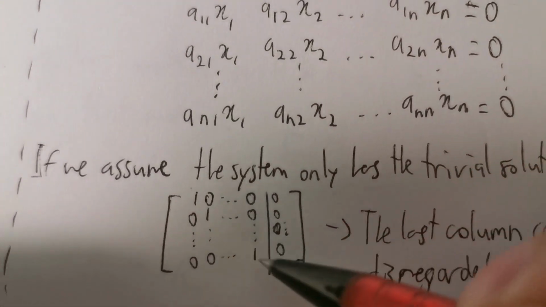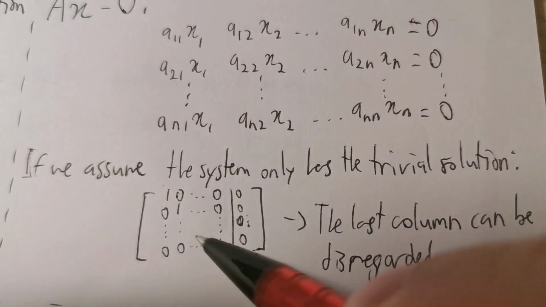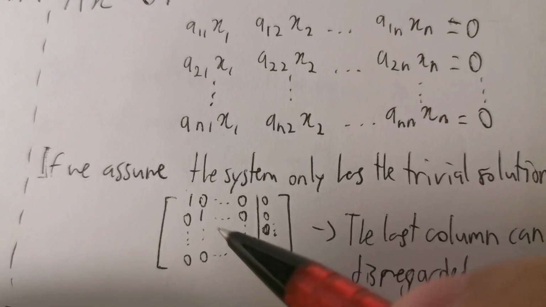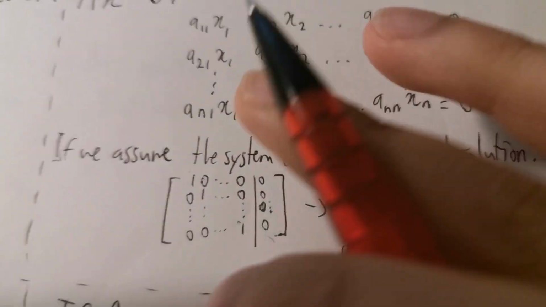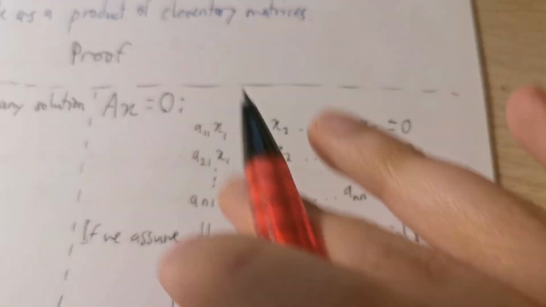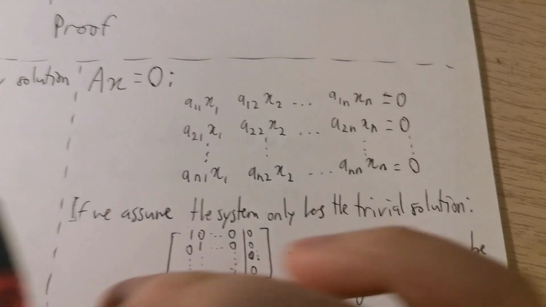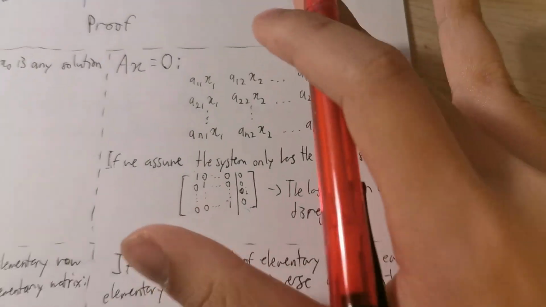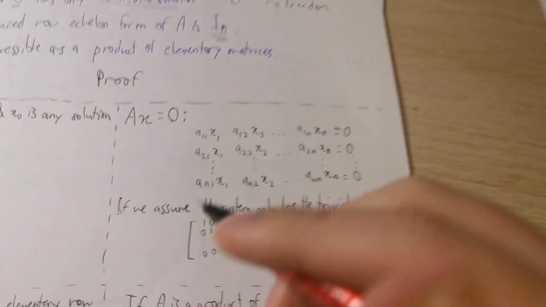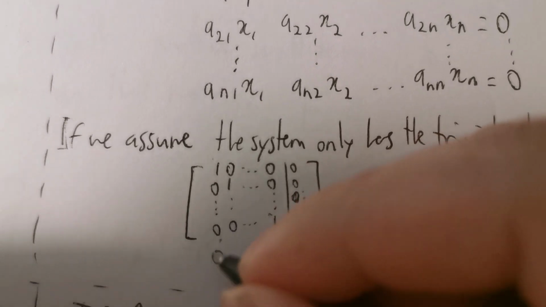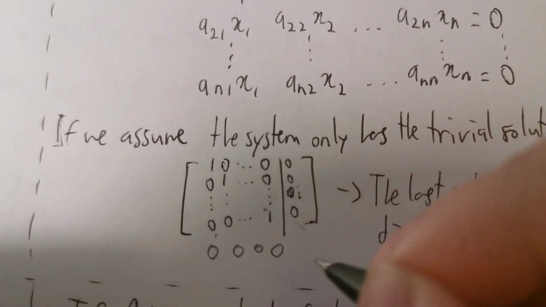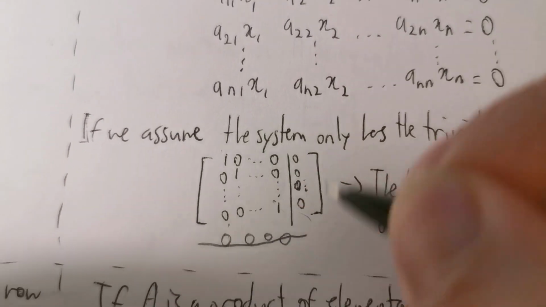I had a limited amount of space here, but we can simplify this to the identity matrix. It's just ones and zeros. Because if we assume that there's only the trivial solution, there are no non-trivial solutions, so there's going to be no row at the bottom here. There's just all zeros, right? We can forget about that.